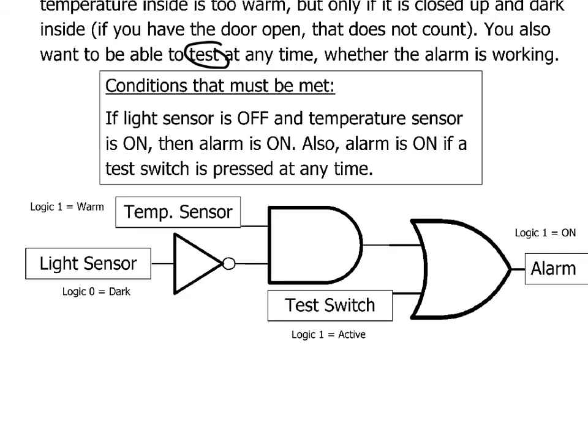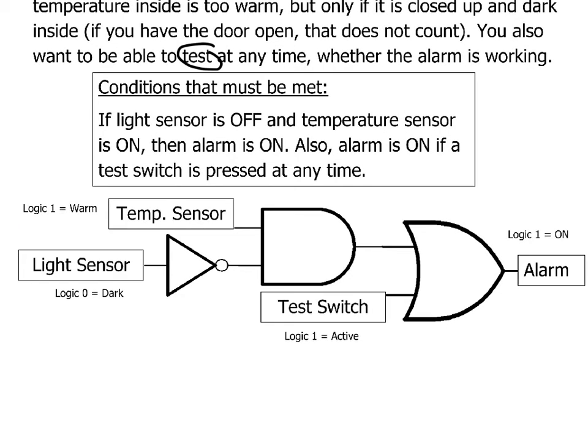So what does this look like? Well, logic 1 would be warm, logic 0 would be dark, logic 1 would be active for the test switch, and then logic 1 means the alarm is on. Alright, so how do we set up a circuit? You can see it's all set up here, but I'm going to explain how we arrive at this setup. Okay, so you want it to be dark when the alarm goes off. You don't want the alarm to go off when it's light. So logic 0 is the setting that we're interested in on the light sensor.